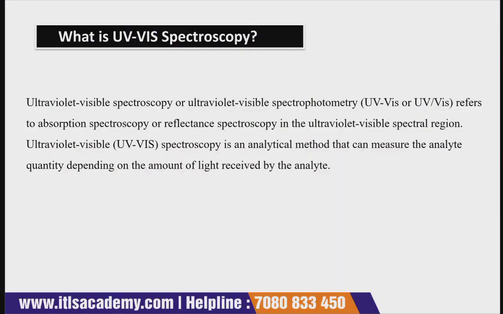So what do you understand by the term UV visible spectroscopy? Ultraviolet visible spectroscopy, or ultraviolet visible spectrophotometry, refers to absorption spectroscopy or reflectance spectroscopy in the ultraviolet visible spectral region. It is an analytical method that can measure the analyte quantity depending on the amount of light received by the analyte.